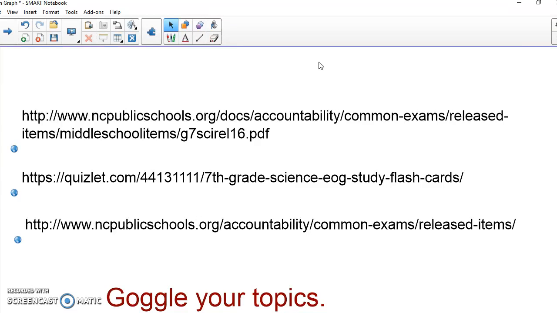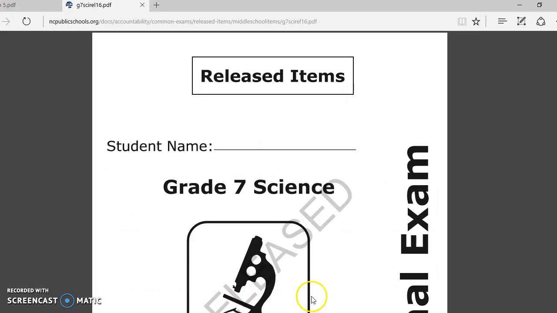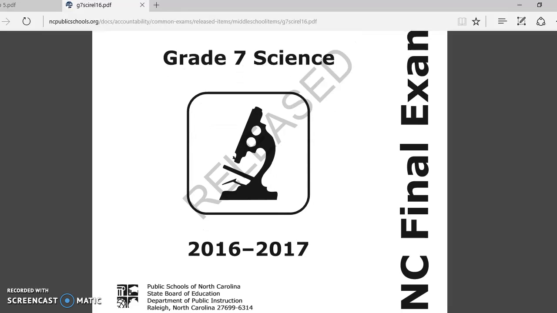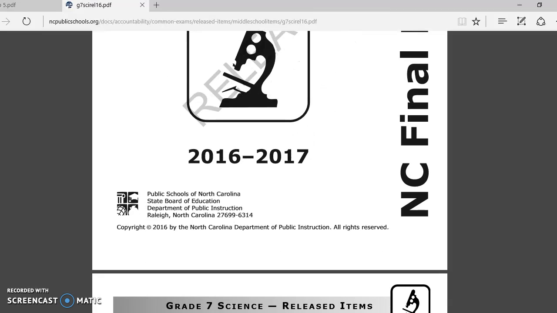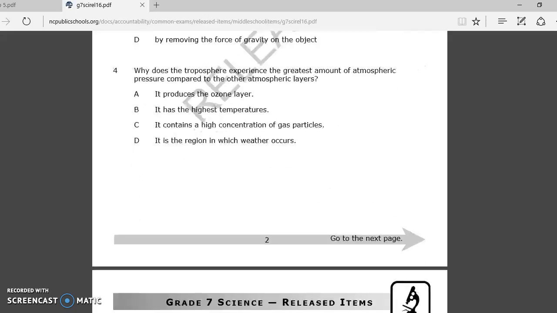I know that on the North Carolina Public School website, there are several release papers that will be helpful as you get into your studying. And the first one here is North Carolina Public School.org. If you go there, it will look something like that. That's how the release paper looks. Seventh grade release paper 2016 to 2017.